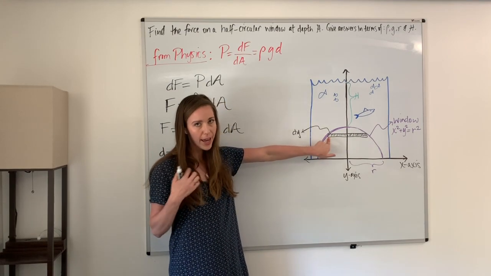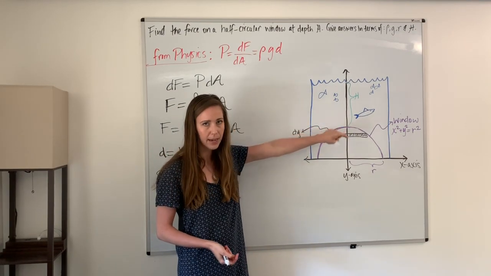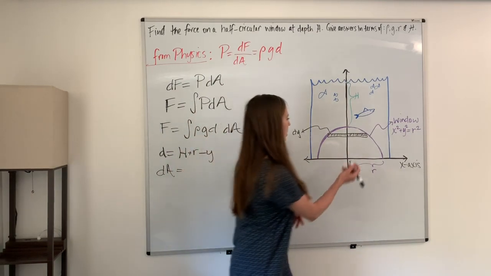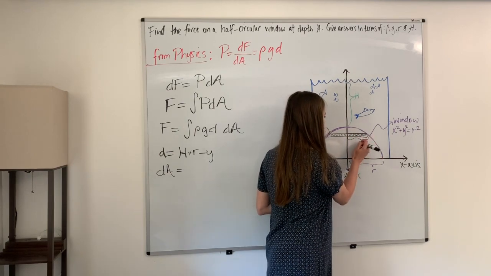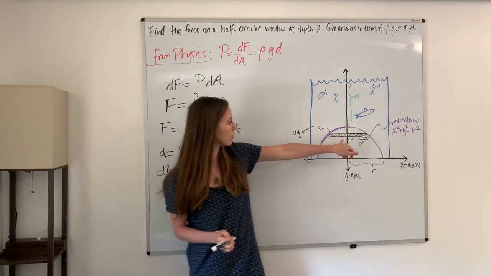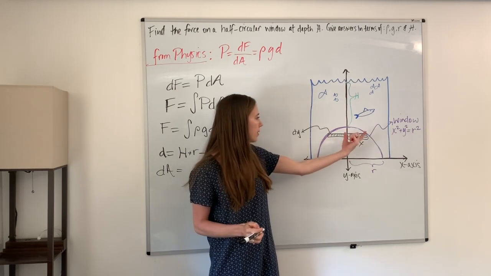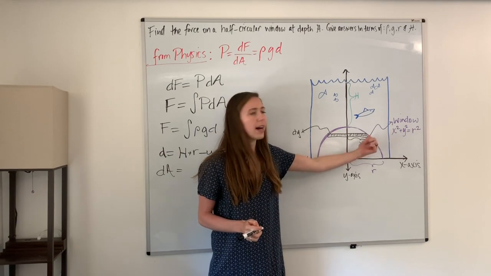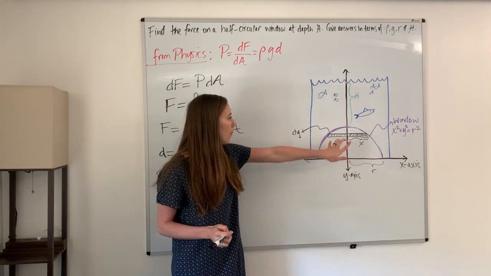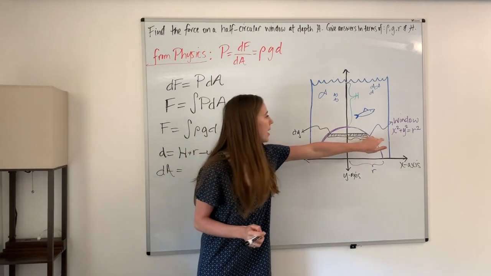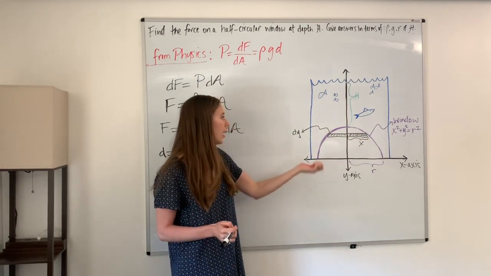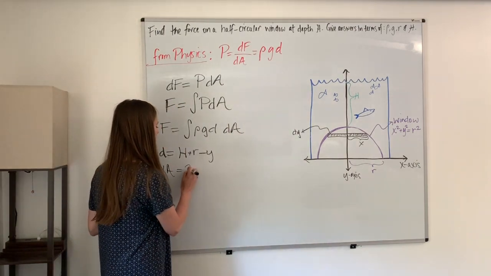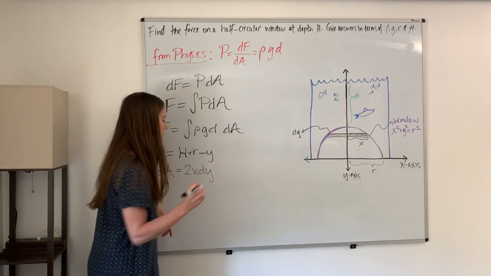dA is just the area of this tiny, tiny rectangle. To find that, first, from here to here is just going to be x, right? That's whatever our x value is at that point. That's the distance from the y-axis to the outer part of the circle. And so the length of this rectangle would be 2x, and then the width is dy. And so our dA is 2x dy.